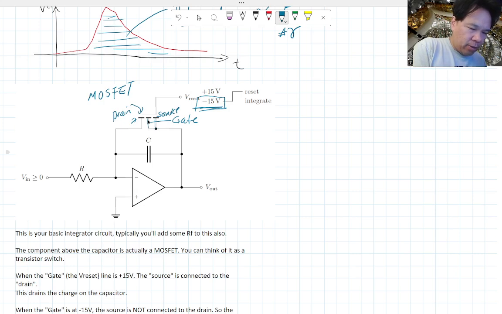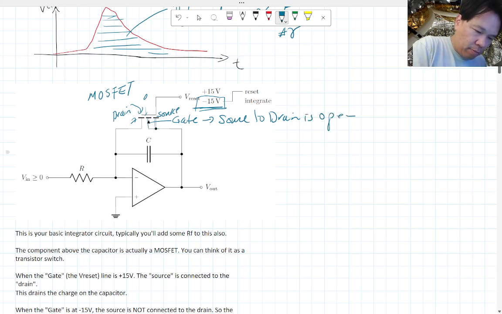The difference is that when the gate is at -15 volts, this circuit is open. Let's just say the source to drain is open. But when you switch it on to 15 volts, the source and drain are basically connected. It's basically a transistor switch.